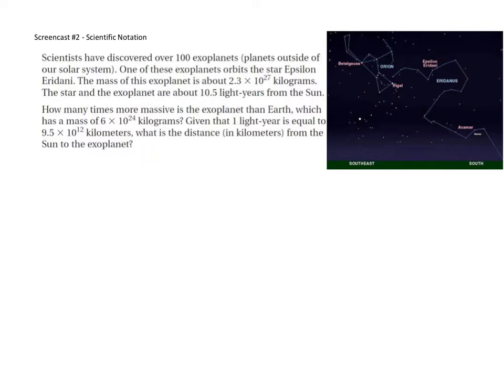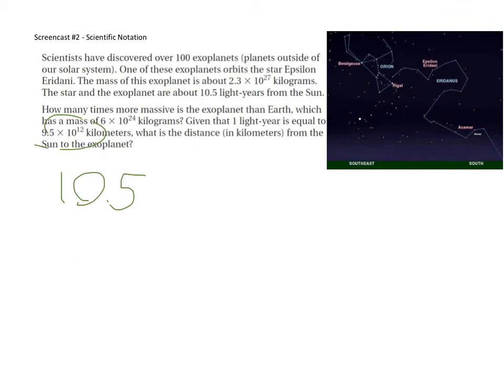Well, we need to know how many light years it is. And look, right here we have it. The star and the exoplanet are about 10.5 light years from the Sun. All right, good to know. So let's write that, 10.5 light years from the Sun. Now here's what we also know. We know that 1 light year is 9.5 times 10 to the 12th power in kilometers.